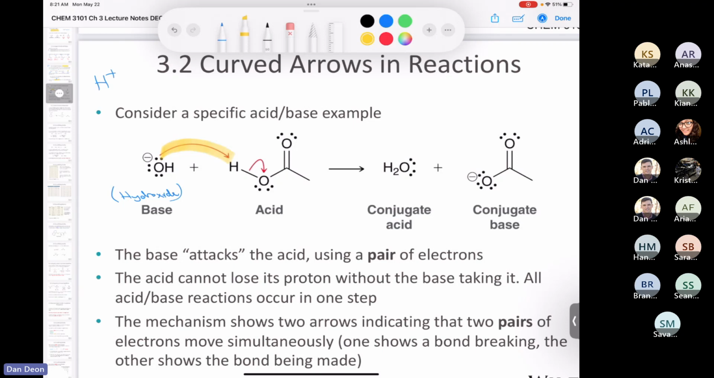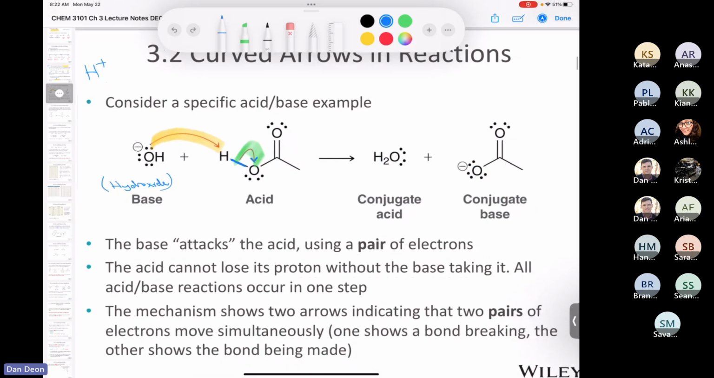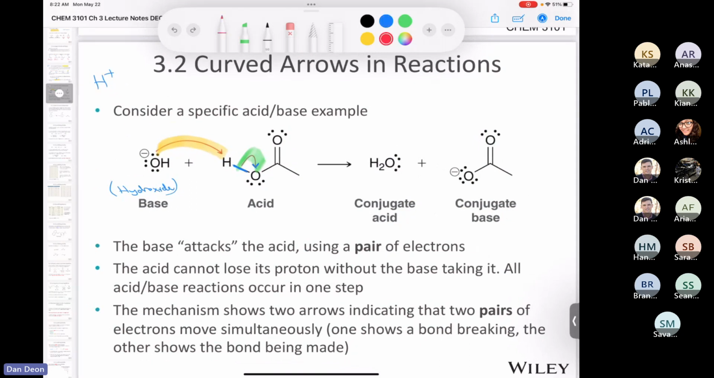Now again, hydrogen cannot have 2 bonds, that's impossible. And so we break a bond, the bond between the hydrogen and the oxygen. Notice that the tail starts on the bond itself, what I'm highlighting in blue, and the head of the arrow ends up on the oxygen atom itself to show you that that's where the lone pair is going. So some of the vernacular that we use, and I'll use this throughout my lectures, is we say that the base attacks the acid. Sometimes you heard me say it grabs the proton, but sometimes we say it attacks the acid, using a pair of electrons.